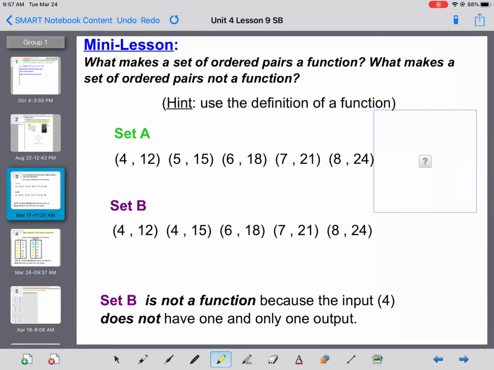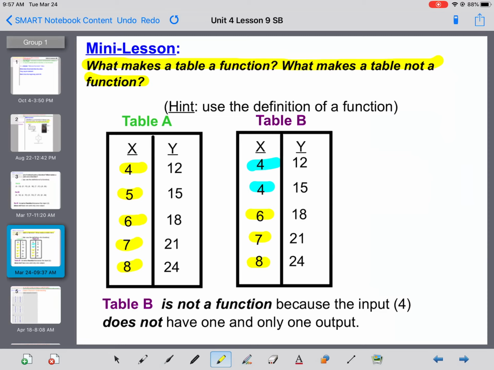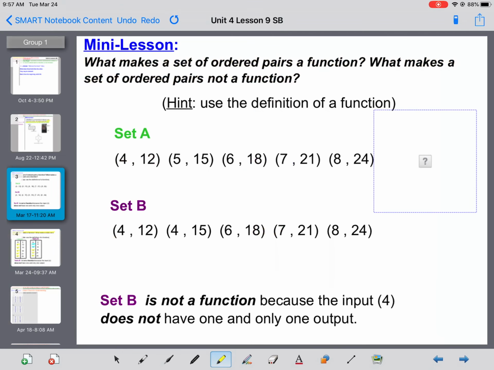Okay, so the question in our question section, still in mini lesson, is what makes a set of ordered pairs a function? What makes a set of ordered pairs not a function? This is very, very similar to the table that we just looked at, except they're just in ordered pairs. If we go back to the table, we notice that we have 4,12, 5,15, 6,18, 7,21, 8,24. Set A is 4,12, 5,15, 6,18, 7,21, 8,24. The exact numbers from the table are just shown in ordered pair form.